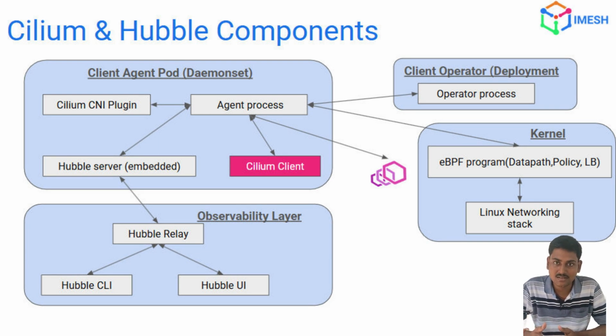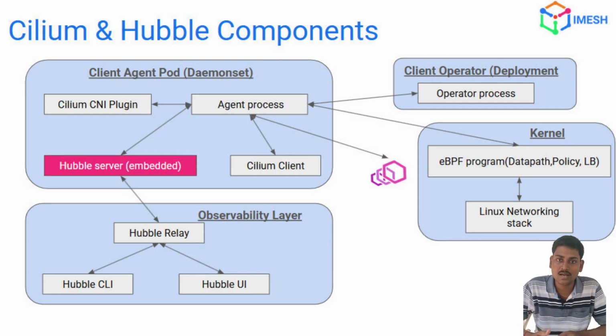Then we have the Cilium client. This is a small diagnostic tool built right into the pod. You won't use it every day, but it's incredibly useful for troubleshooting. It lets you talk directly to the agent process to inspect what's happening under the hood, like checking active policies or connections on that specific node.